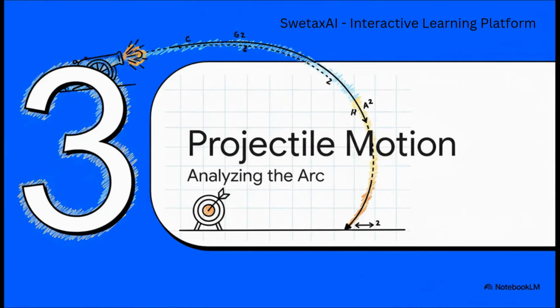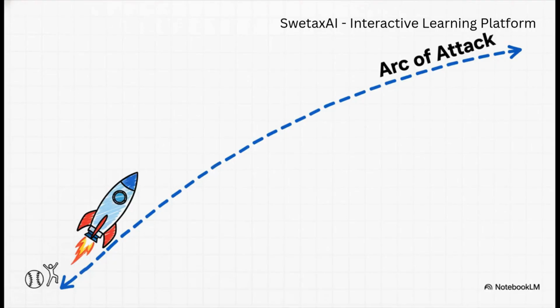Now that the arena is set, we advance to Section 3, Analyzing Projectile Motion. Think about the arc of attack. We're visualizing the physics of a launched rocket here. See, what's really interesting is that we aren't just looking at dry, abstract math on a page. We are looking at the exact parabolic trajectory of a launched rocket, a thrown baseball, or even a leaping athlete.